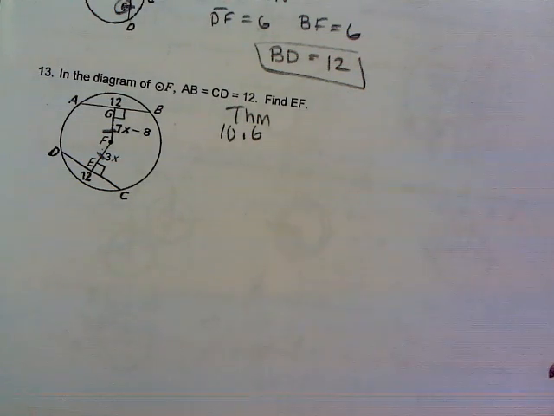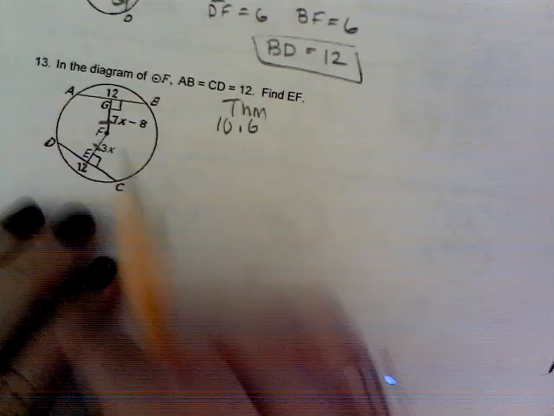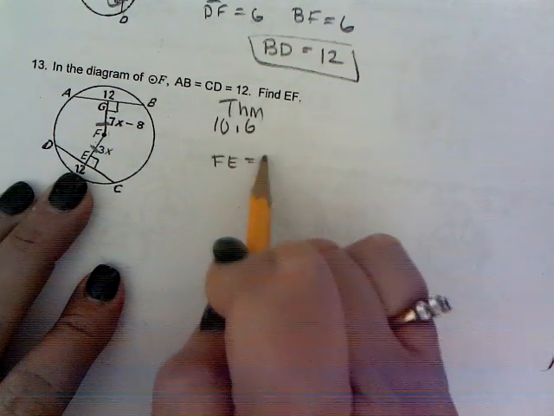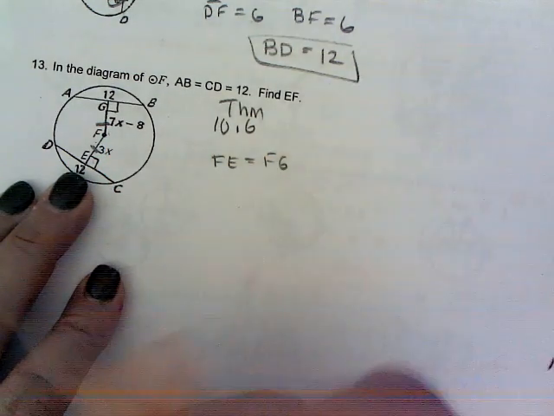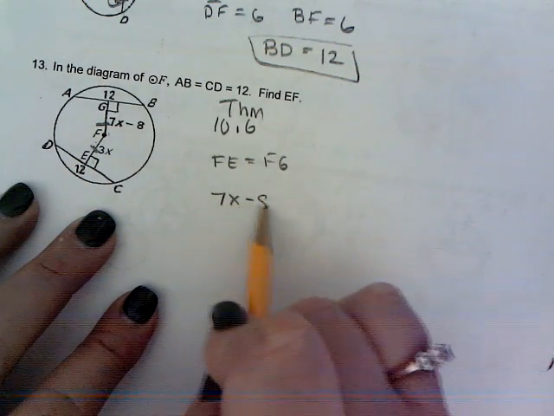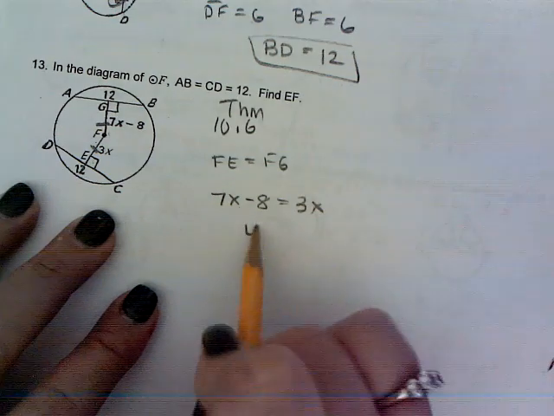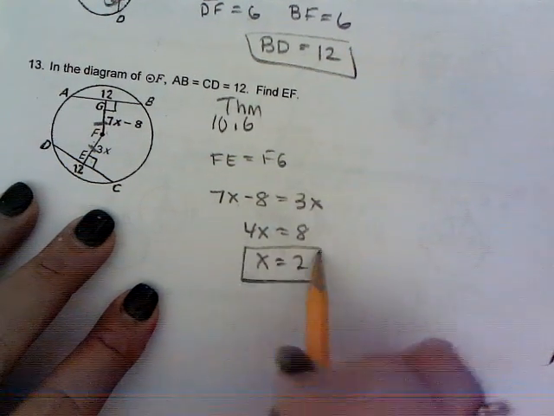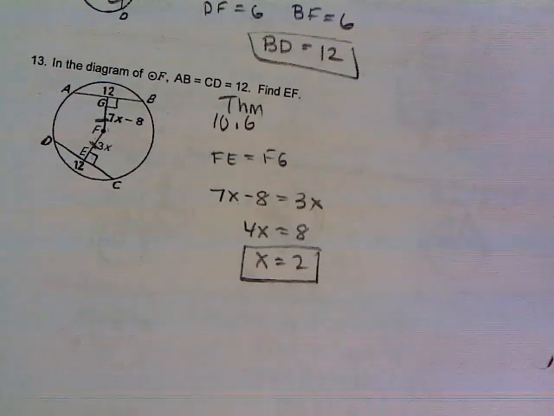It says in 10.6 that in the same circle or in a congruent circle, two chords are congruent if and only if they are equidistant from the center. So if these two are equidistant, which means they have the same measure, which means FE has to be equal to FG, then the two chords are congruent. So what is X? X equals 2. It's knowing the theorems and knowing who's congruent to who to make it happen.